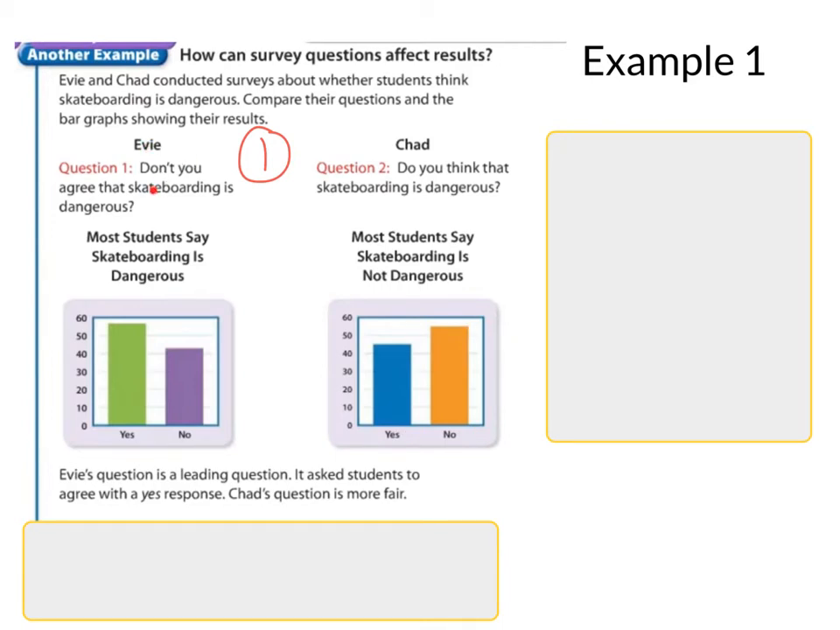Let's look at what Evie said. Don't you agree that skateboarding is dangerous? And she said, most people said yes. But Evie's question is a leading question. It asks students to agree with the response that she already had. She's like, hey, I agree that skateboarding is dangerous. Do you? It's giving your opinion while asking for somebody else's, which makes them agree with you.